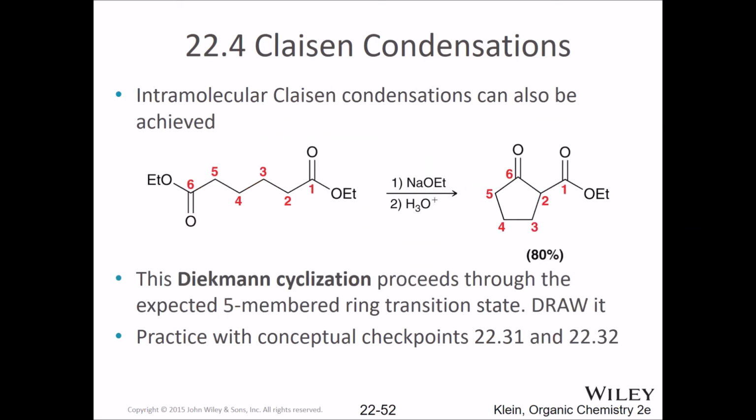Okay, intramolecular. Oh, of course. Intramolecular Claisen reactions can also be achieved. So now this is called a Dieckmann cyclization. How did I forget this? This is called a Dieckmann cyclization. It proceeds through the expected 5-membered ring transition state. Draw this. Draw this mechanism out.